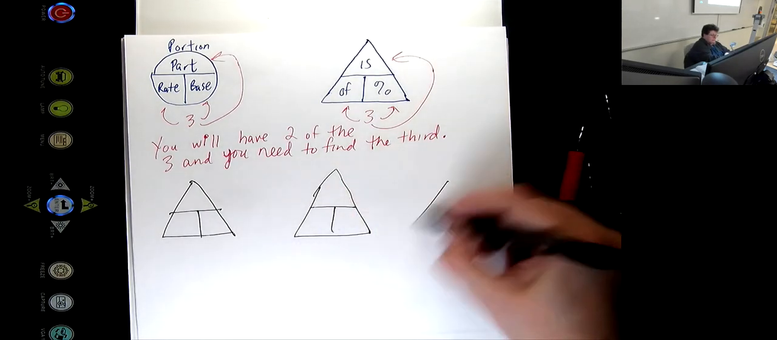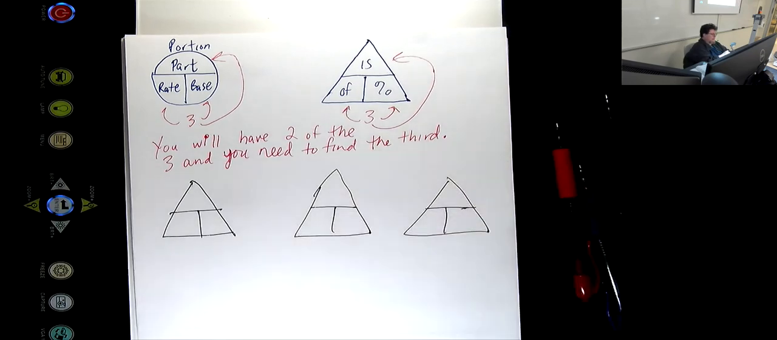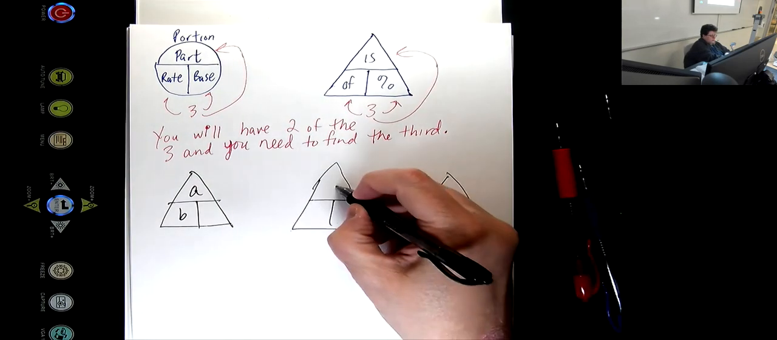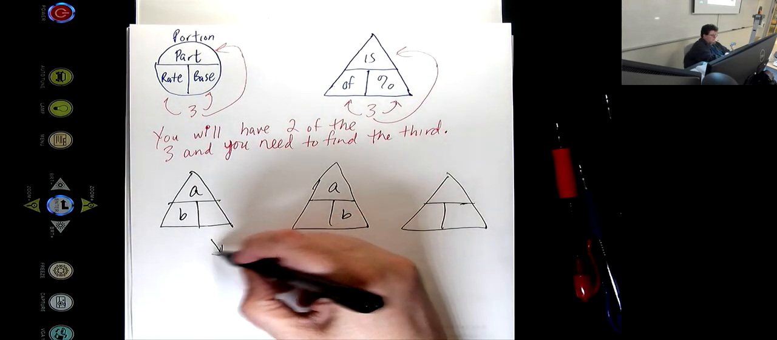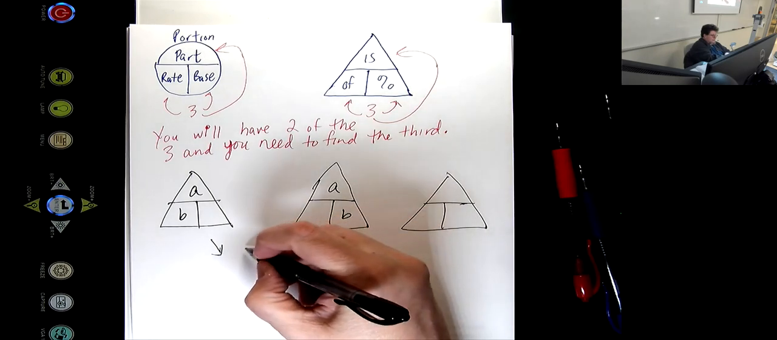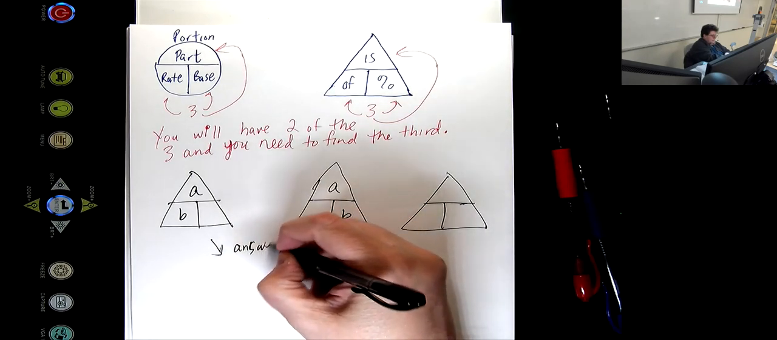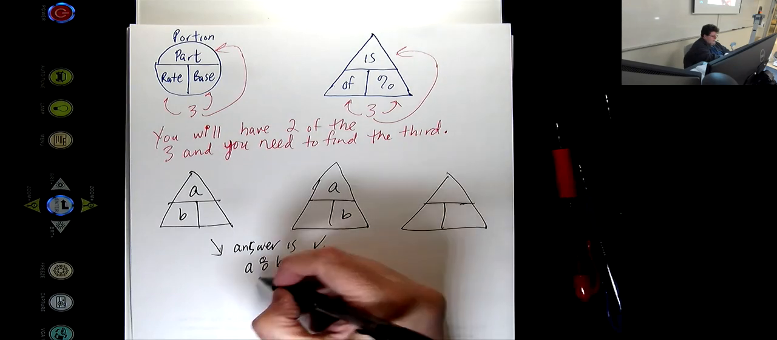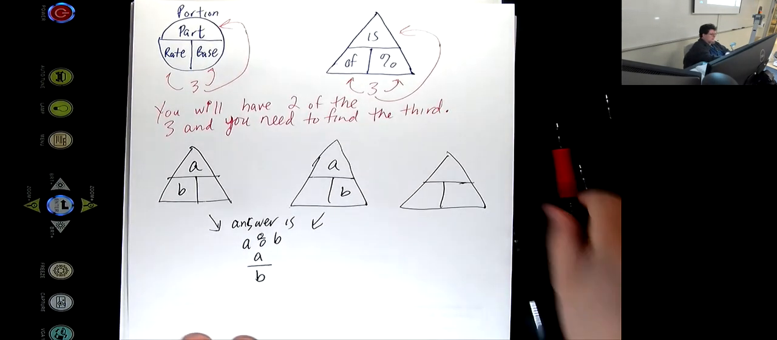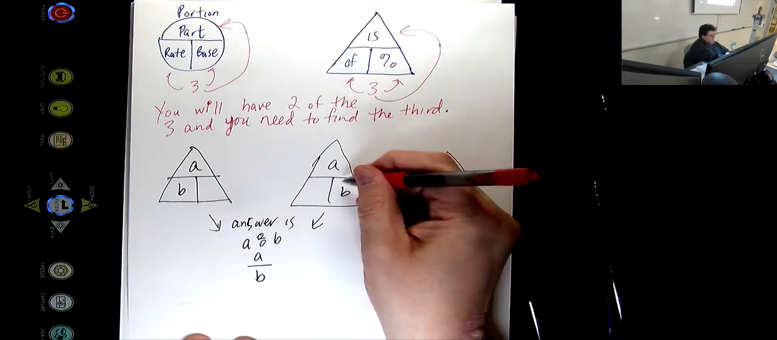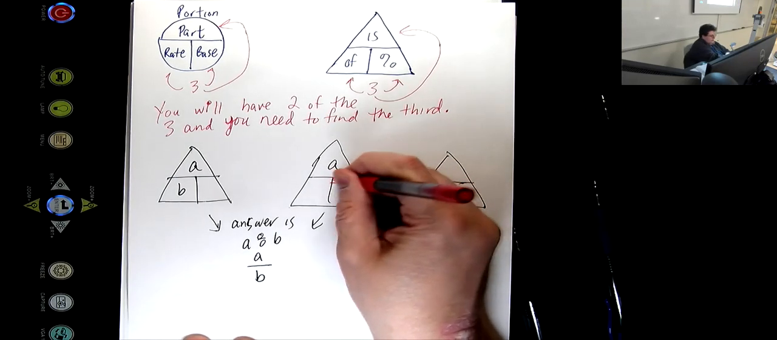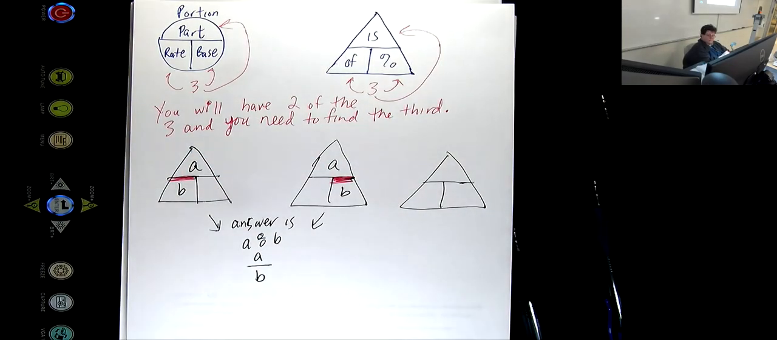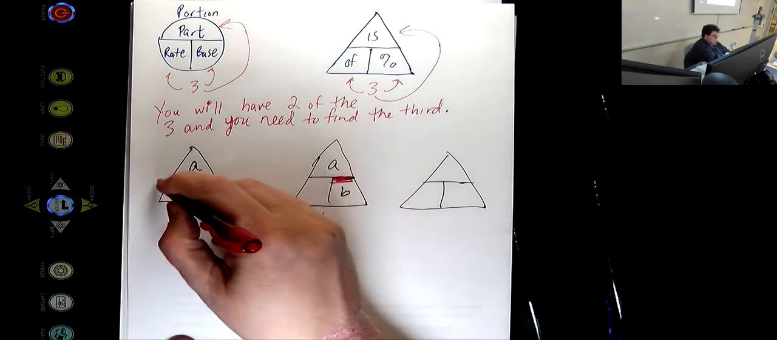The circle's the same way. If I have this one and this one, or this one and this one, both of these, the answer is A divided by B, or A over B. What we're doing is we're treating that line of the triangle as a fraction bar. So this becomes the fraction bar.